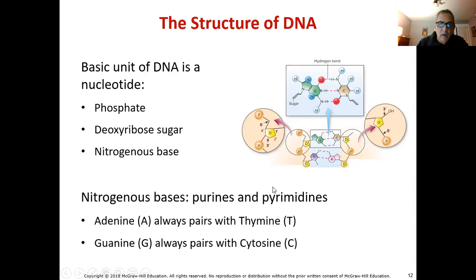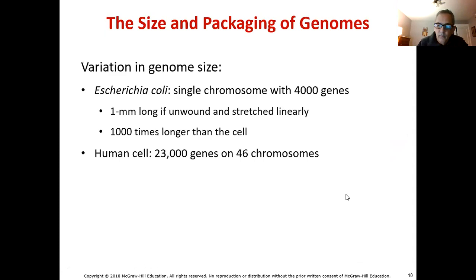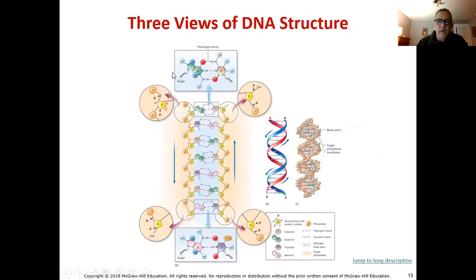These bases are referred to as purines and pyrimidines. A always pairs with T and G always pairs with C. This is a more detailed look at it. So you have this double-stranded molecule. This right side is one strand, 3 parts: phosphate, deoxyribose sugar, and a nitrogenous base. These can form hydrogen bonds: G and C, 3 bonds; A and T, 2 bonds. So the spacing is always even in the DNA molecule.